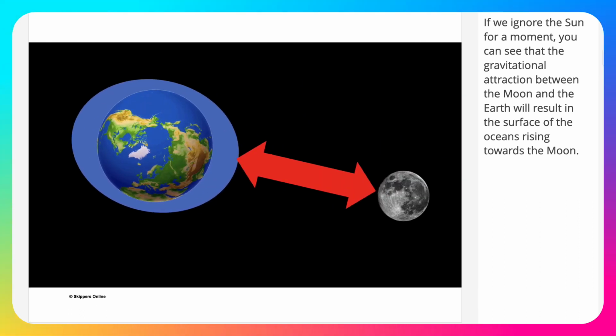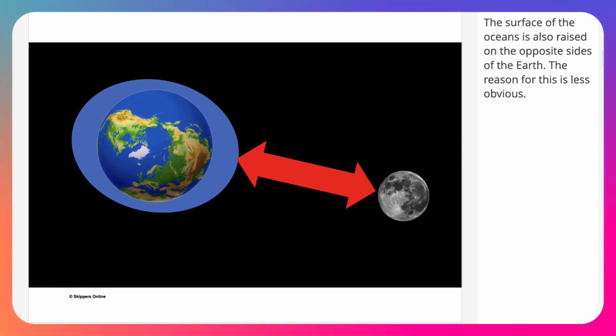If we ignore the Sun for a moment, you can see that the gravitational attraction between the Moon and the Earth will result in the surface of the oceans rising towards the Moon. The surface of the oceans is also raised on the opposite sides of the Earth. The reason for this is less obvious.